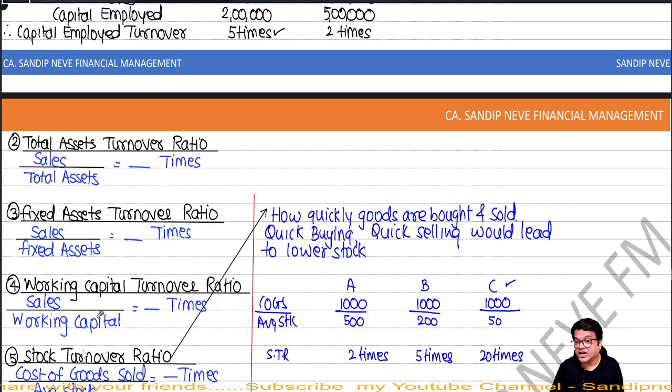How quickly or how efficiently you use your fixed assets for generating sales. Okay. Working capital turnover ratio, sales upon working capital. Because see, only fixed assets cannot bring the manufacturing. So to bring the manufacturing, you have to apply your working capital also, right, people?